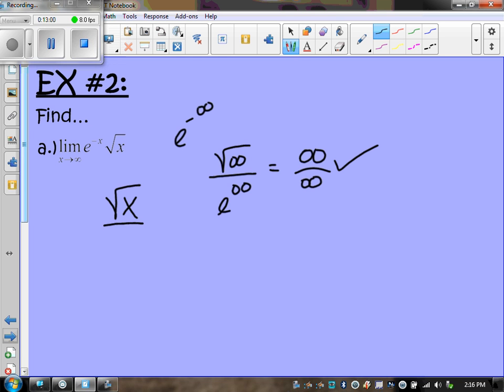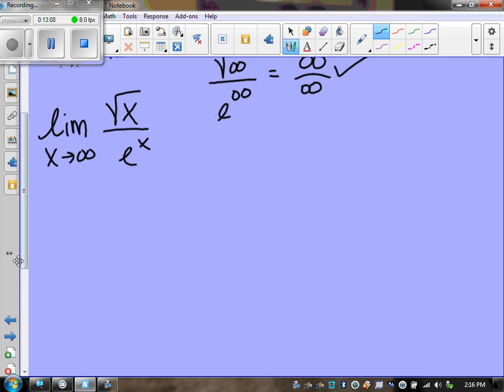So can I just take this e to the negative x and move it down to the bottom? And then I can do L'Hopital's rule from there. I could do the derivative of my top, which is 1/2 x to the negative 1/2. I could do the derivative of the bottom, which is e to the x times 1. And then I can try my direct substitution.